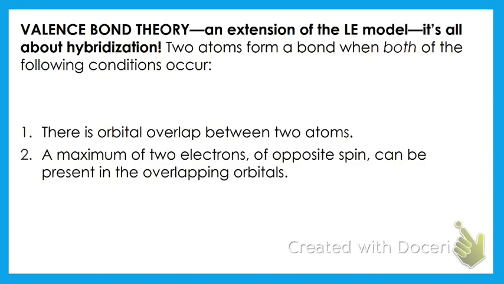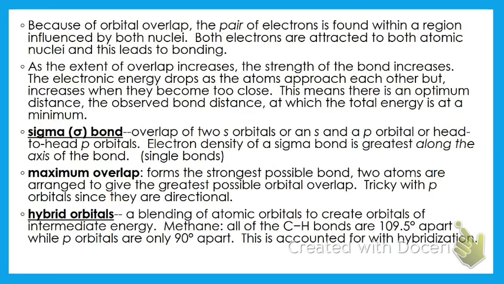Two atoms form a bond when both of these conditions occur. There's an orbital overlap, so the orbitals have to get close enough to overlap, and a maximum of 2 electrons with opposite spin can be present in those overlapping orbitals. But here's a handy-dandy little chart that we're going to show you in a second. Because of these orbital overlaps, we have something called sigma and pi bonds. We talked about it a little bit yesterday, and I said don't worry about that, I'm going to explain it tomorrow.